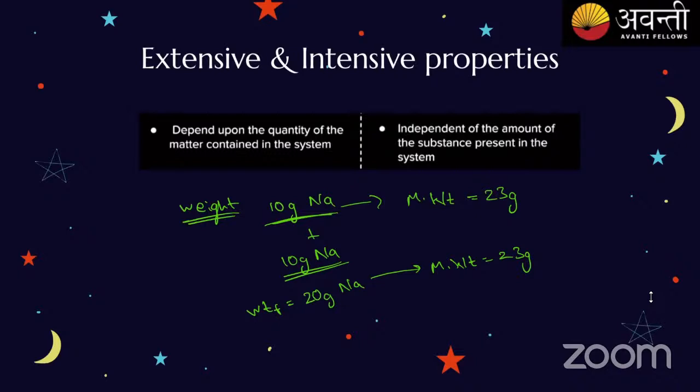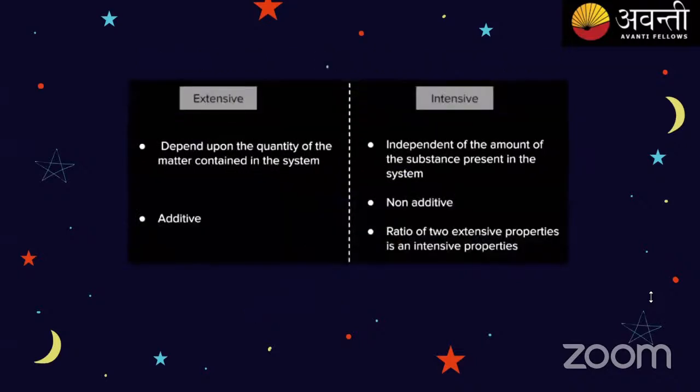Extensive properties depend upon the quantity of matter contained in the system, and they are additive. What we did: 10 grams plus 10 grams, we added that, right? For an intensive property, can we add like that? No. Do you add molecular weight? If you are taking 10 grams, the molecular weight of sodium is 23. If you are taking 20 grams, the molecular weight of sodium is 23. Same. You will not be adding 23 plus 23. No, we will not be adding in such a way. Okay.